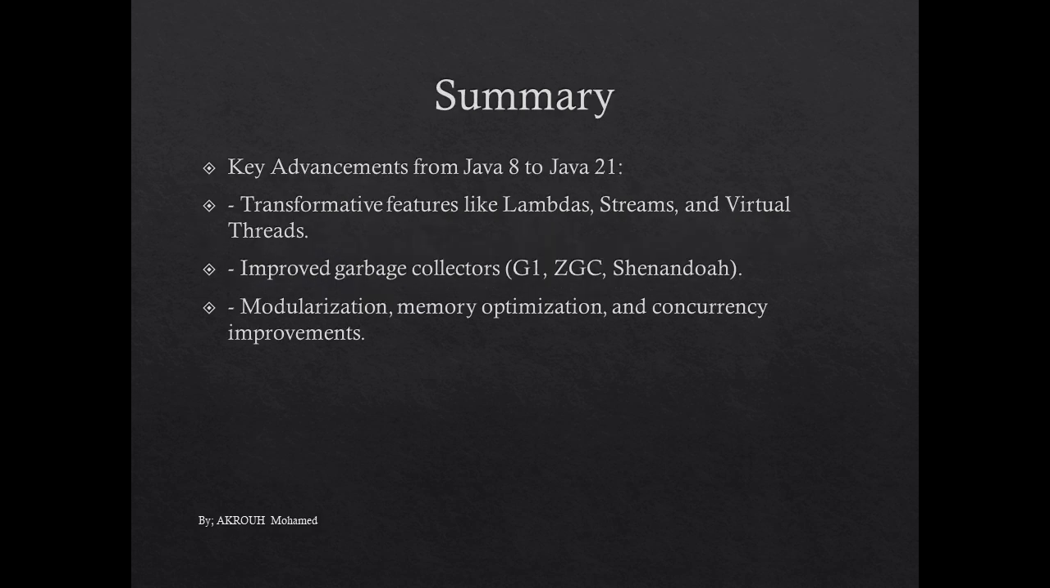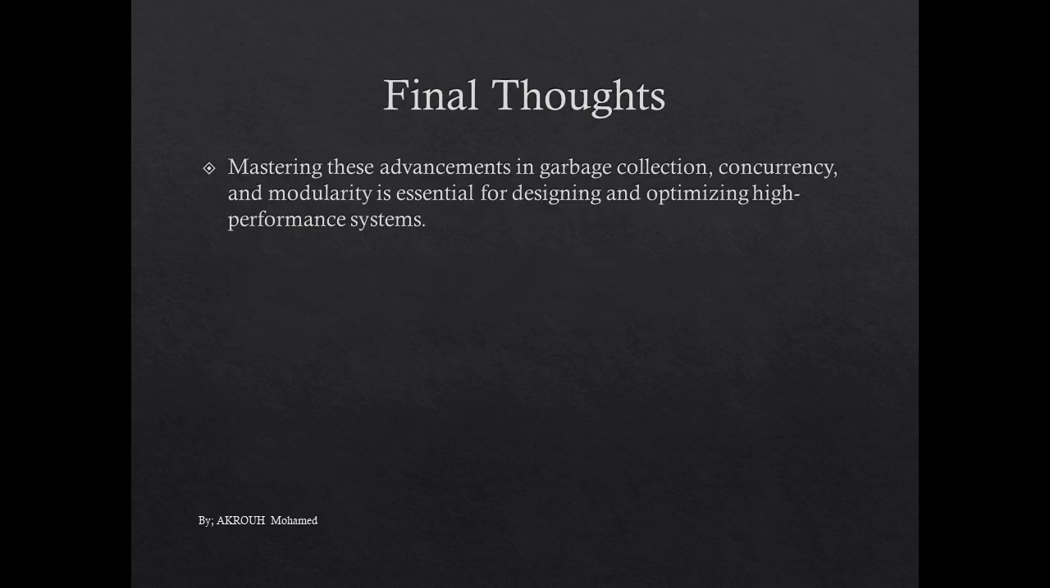To summarize, Java 8 to Java 21 brought transformative features like lambdas, streams, pattern matching, and virtual threads. The introduction of G1, ZGC, and Shenandoah garbage collectors improved memory management and application performance. Modularity through JPMS and enhanced tools for memory and concurrency optimization have made Java more powerful and scalable for modern applications. The JVM has evolved significantly, empowering developers to build high-performance, scalable applications for modern workloads.